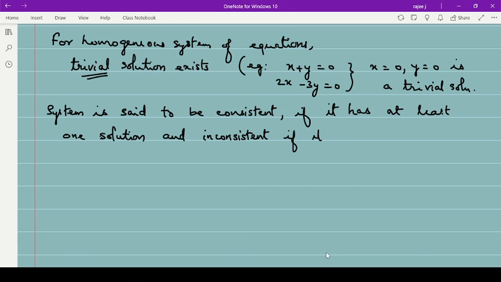A system is said to be consistent whenever there is at least one solution; it can be more than one also. At least one means minimum one solution. If it has at least one solution, then it is consistent, and inconsistent if it has no solution. Sometimes when you solve certain equations, you will not get any solution. There are some conditions for that. If you are getting no solution, then the system will be inconsistent. So that is the concept of consistency of equations. Now there are some rules for this consistency.